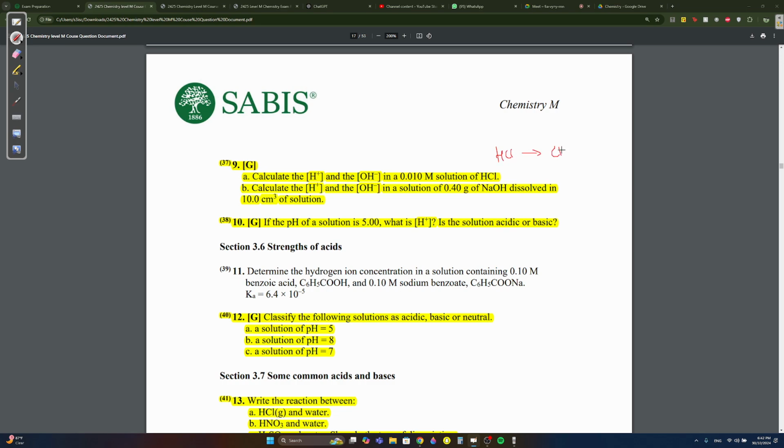Okay. Same coefficient, so you get 0.01 and 0.01. Then to find OH, you do 10 to the power minus 14 divided by this, right? And at this point, if you're doing course division, everybody should know these questions.